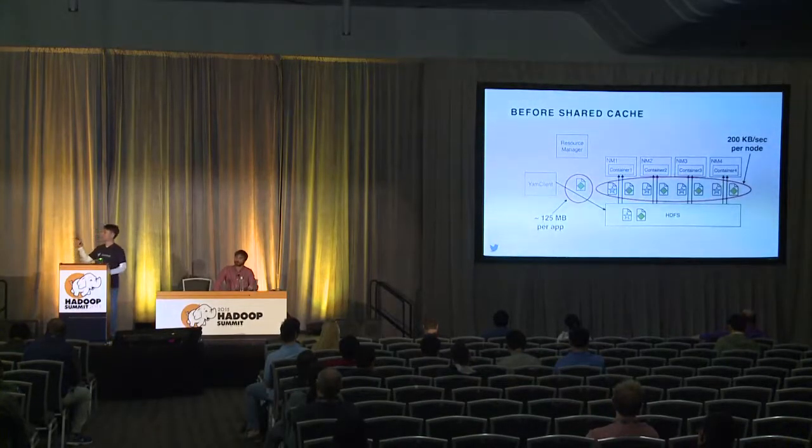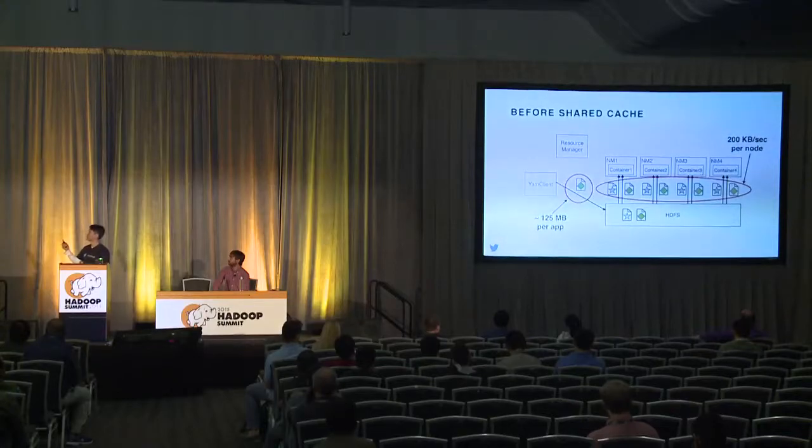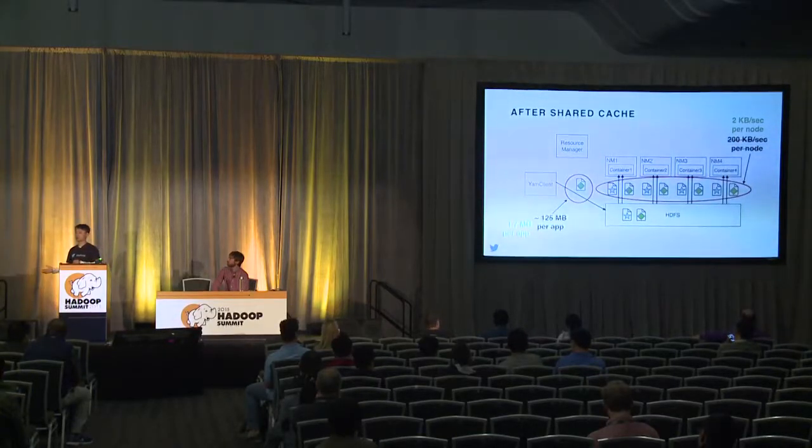So you saw this picture earlier. This is basically how we were using network regarding the localization on the front side and also on the back side. This is before we enabled the shared cache. And after we enabled it, this is what we have today. We were uploading 125 megabytes per app. That's now down to 1.7 megabytes. On the back side, it's come down to a trickle. We're using only 2 kilobytes per second per node. That's the network bandwidth going towards the localization, which is now virtually nothing compared to other activities that are going on.